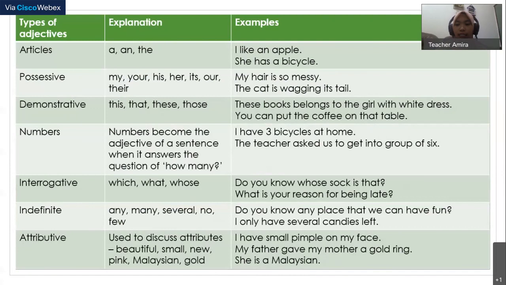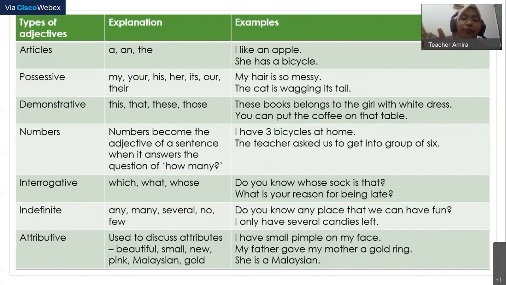So let's take a look at the example. Do you know any place that we can have fun? So what is the noun here? Okay, no one responding. Okay, the noun here is place. So the word any is the indefinite adjective for the noun place.